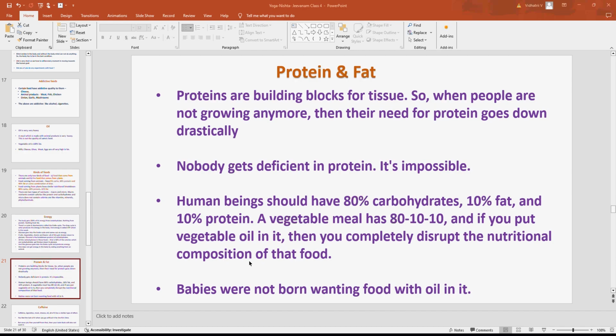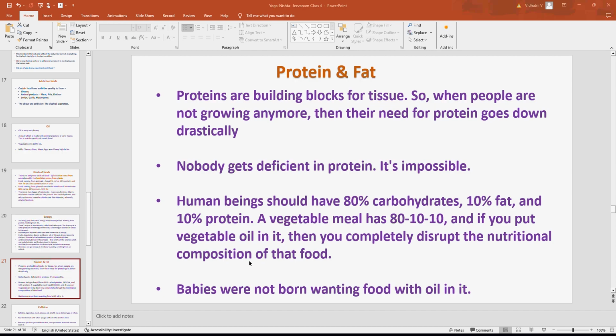So when people are not growing up, let's say from 20 or 25 years onwards, we are not growing anymore, right? Then our need for protein goes down drastically. When we are not gaining weight anymore, like for instance, when you look at a 2-month-old breastfeeding baby, that kind of baby needs a lot of protein and a lot of fat, because it is gaining weight very quickly.